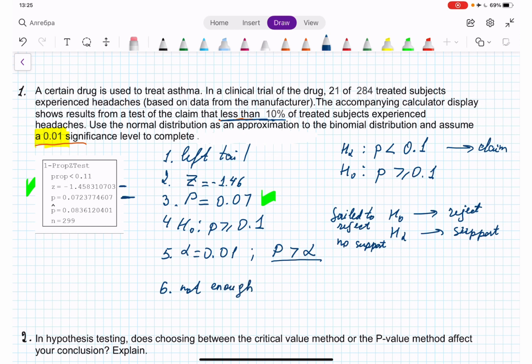Not enough evidence to support the claim, right? That it says less than 10%. Okay? All right. I'm done with this question. Moving to the next question.